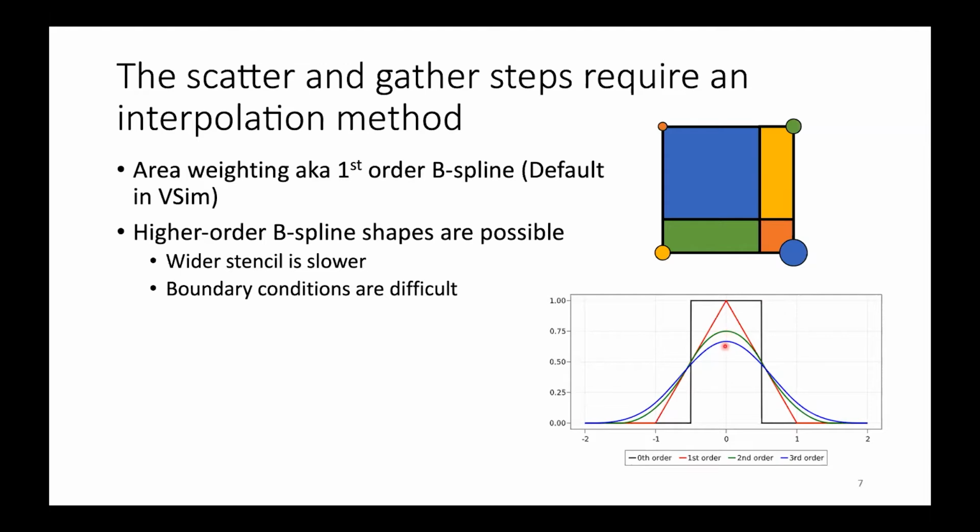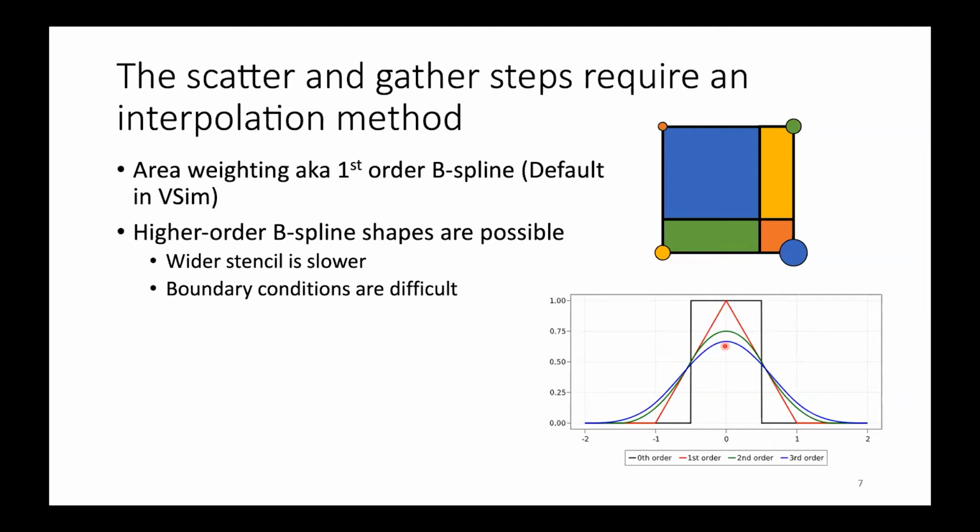What makes these B-spline shapes different is that they have more continuous derivatives and they deposit charge to a wider area. So more grid cells are going to get charge from a single particle. That does present a few downsides though. These wider stencils are slower because each particle has to interact with more different cells. And it also makes it more difficult to think about boundary conditions because now particles can have an extent that goes beyond a single cell.